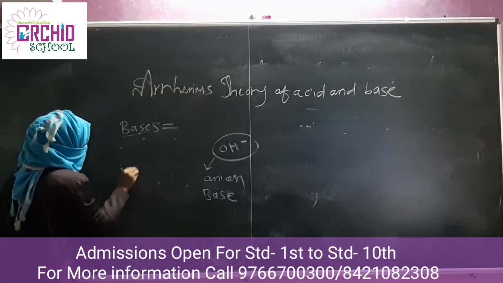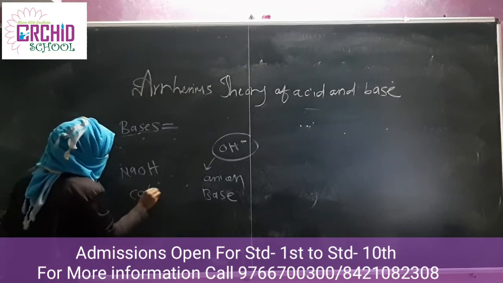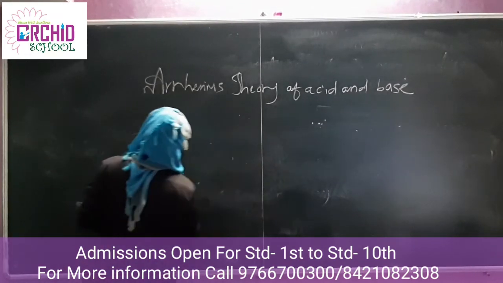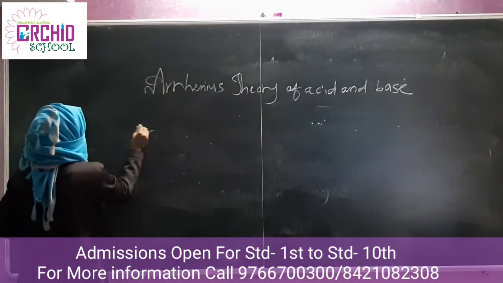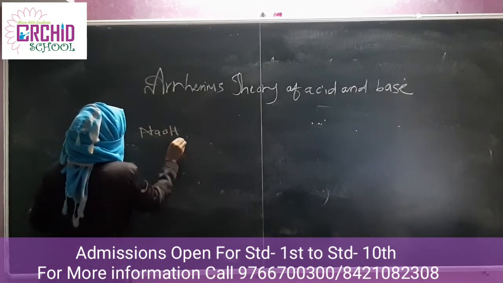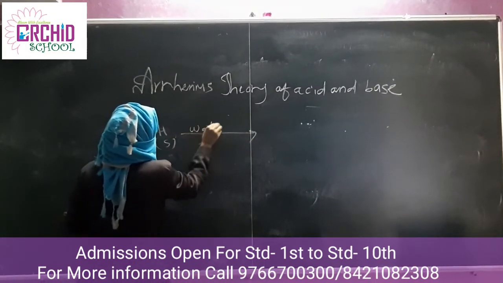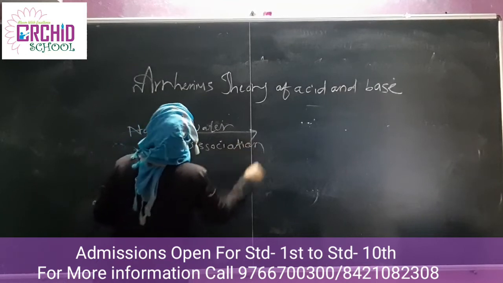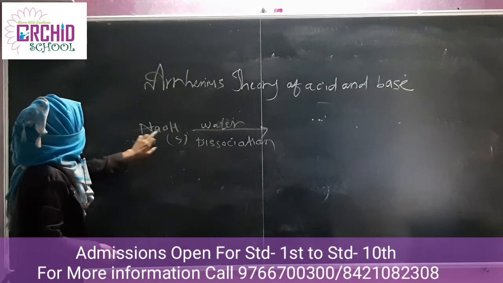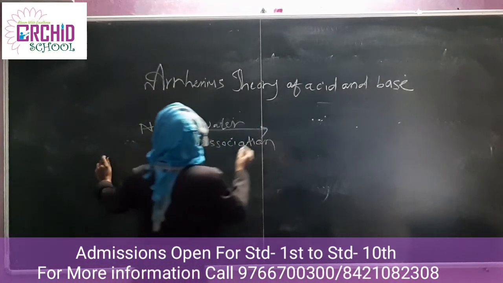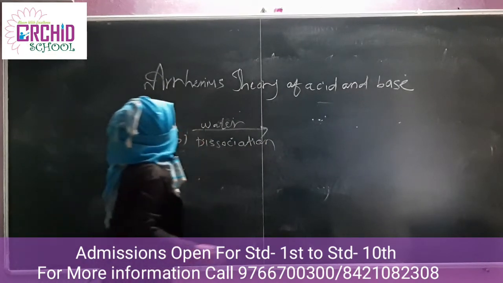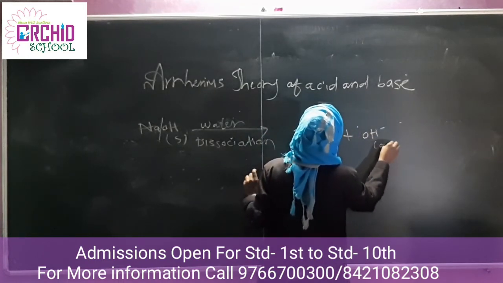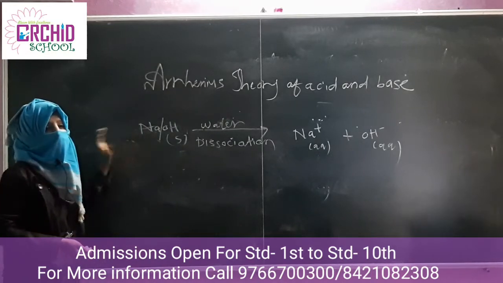We have examples of bases: sodium hydroxide and calcium hydroxide. Let's see how the reaction occurs in the case of bases like sodium hydroxide. In the case of sodium hydroxide in the solid state, whenever we add it to water, dissociation occurs and it gets dissociated into Na positive aqueous and OH negative aqueous. As you know, whenever we dissolve an ionic compound in water, we get an aqueous solution.